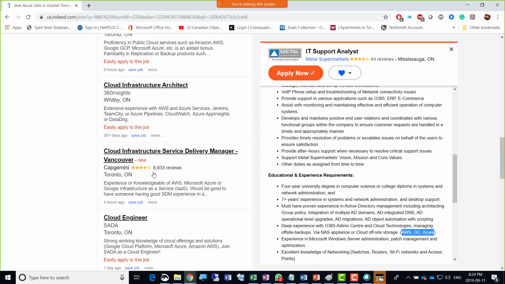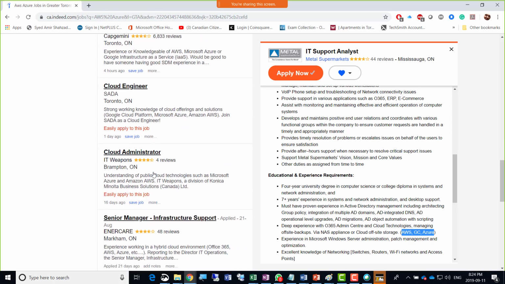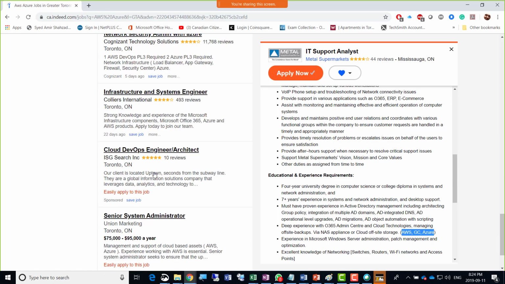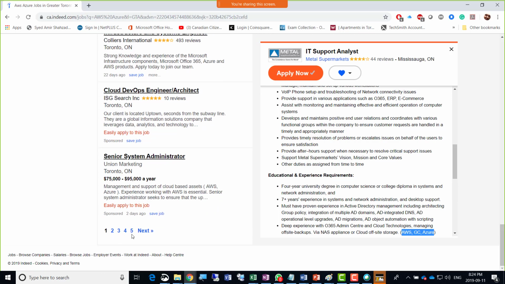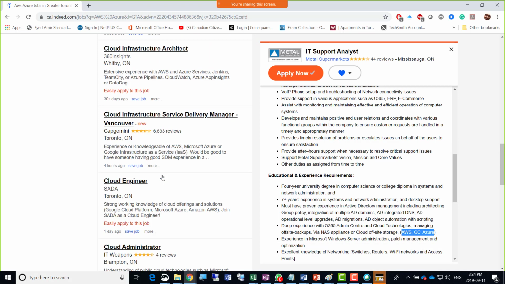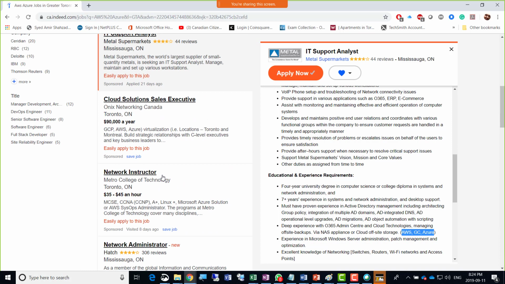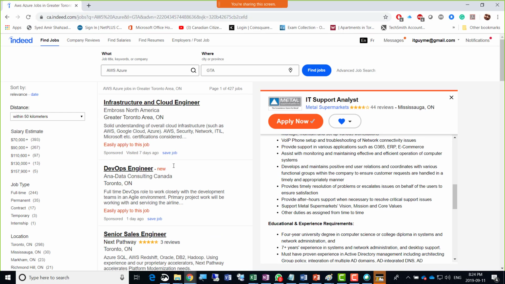Cloud Infrastructure Architect, Cloud Infrastructure Service, Cloud Engineer, Cloud Administrator. Wow. Okay, that's too much. And then there are pages after pages after pages. So there are so many high-paying jobs for those who know all three clouds, especially AWS and Azure. I'm gonna make sure, if you really work hard with me, you will be comfortable at least in AWS and Azure, which I really want you to be, because those are the two that are really required. But then we're going to go for Google Cloud and understand how Google Cloud really works with the same things that you've done in AWS and Azure.